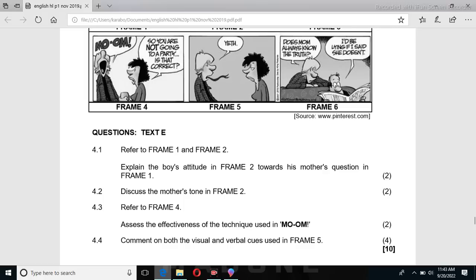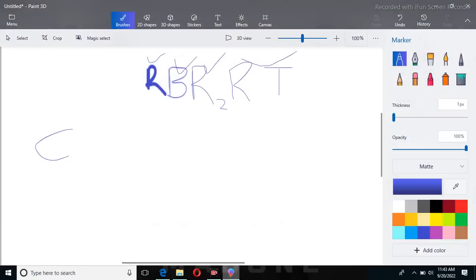And then you comment on the verbal cues. Now, note something. When we comment, according to English home language, we do not give the positive aspect and negative aspect. Never. We comment according to how we personally feel and we stick to that, right? So in this question, they want you to comment on two things.